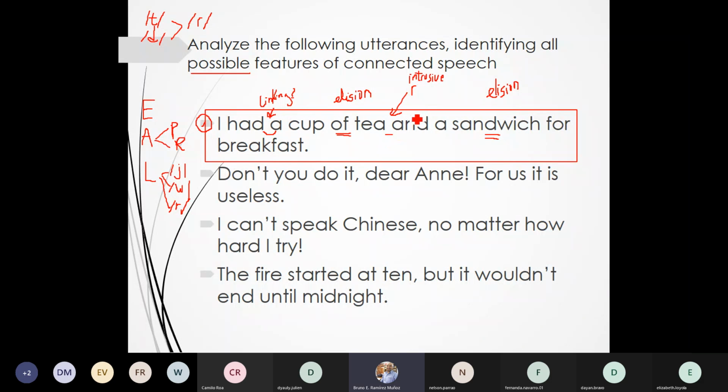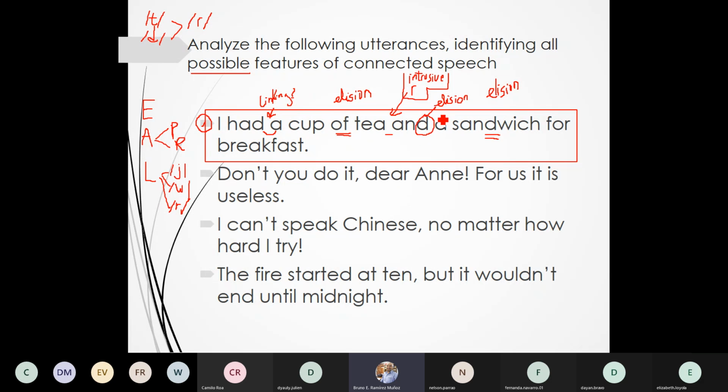Any other feature, if not an intrusive R, which other feature of connected speech do you think would be present here? Teacher, maybe the d is an elision. Like for example, we do not say "and a sandwich", "an a sandwich", an elision. Yes, we can think about an elision here. Very well done. Some speakers may say "an a sandwich" in general. Yes, speakers in general would elide the final d and would connect.